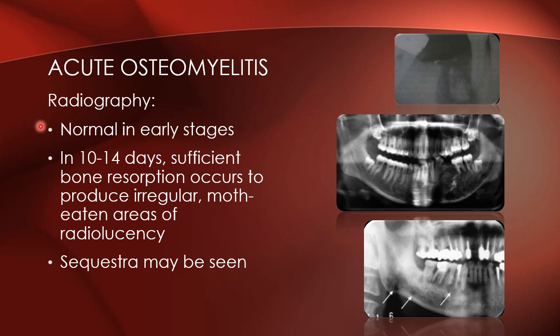Radiography. It is normal in early stages and may demonstrate ill-defined radiolucency, as we can see here. In 10 to 14 days, sufficient bone resorption occurs to produce irregular, moth-eaten areas of radiolucency. Here. And this cropped panoramic radiograph of the right side of the mandible, you can see here suppurative osteomyelitis.